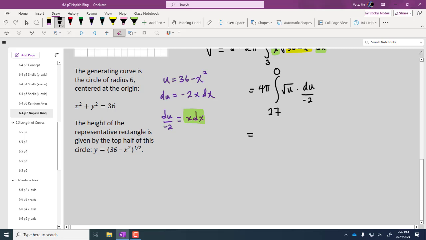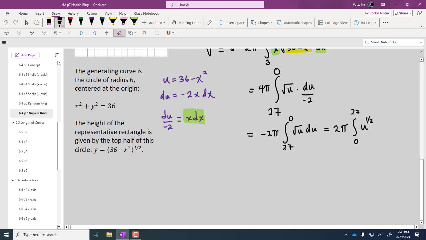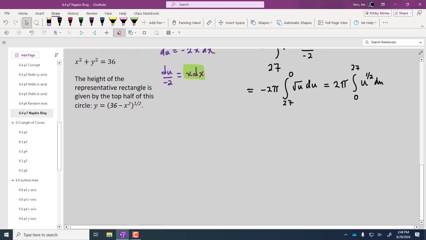Let's pull the constant out front. So we're going to have negative 2 pi integral 27 to 0 square root of u du. The limits of integration feel backwards because usually we think of the lower limit of integration as being the lesser number. If we wanted, we could switch them and then convert the sign on the outside. You don't have to, but there's going to be less sign issues if you do this. And then we'll think of u to the half as the representation of the square root of u. And now we're good to go.